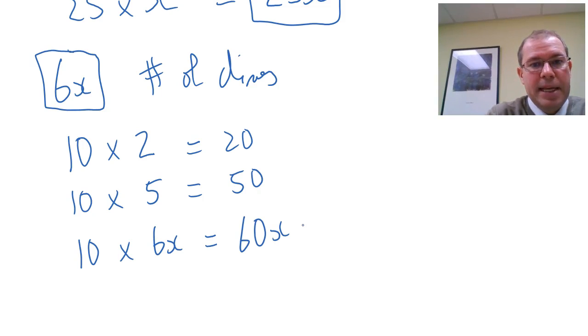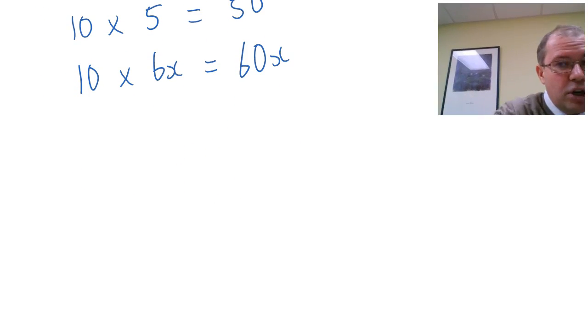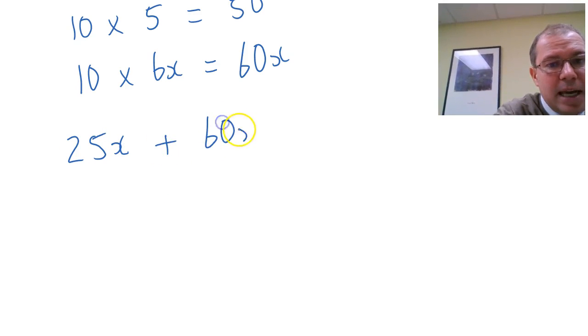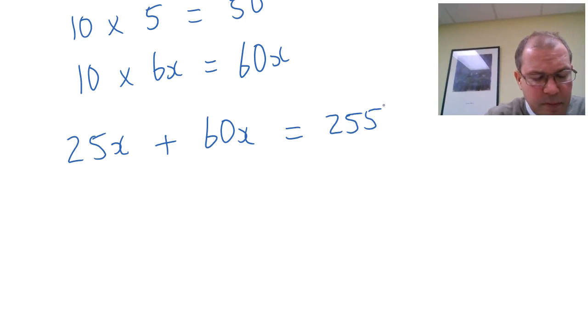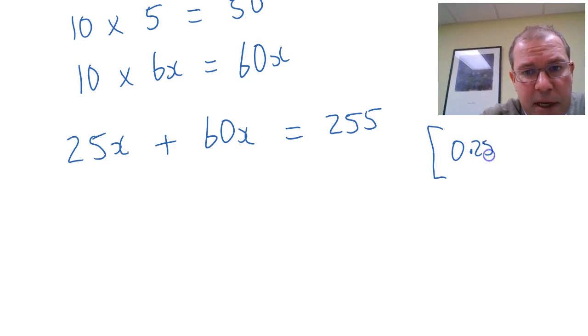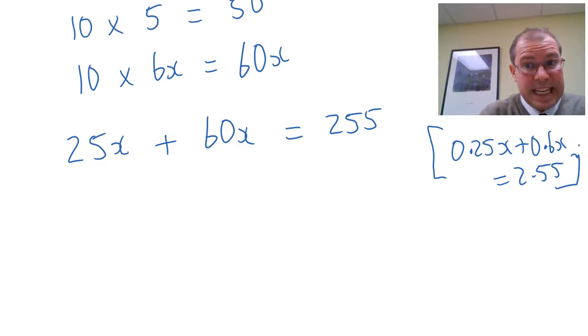So how much money does Emily have in total? Well, we know she's got 255 cents because the question tells us that's what she has in her piggy bank. But in quarters, she has 25x, and in dimes, she has 60x. And we know that equals 255 cents, $2.55. Just as an aside, if you wanted to work in dollars, clearly it would be 0.25x plus 0.6x equals 2.55. And you can see I don't like that as much because it's into decimals. So it's easier in this question, I think, to work in cents rather than dollars. But you have to be consistent. You can't jump and mix around.